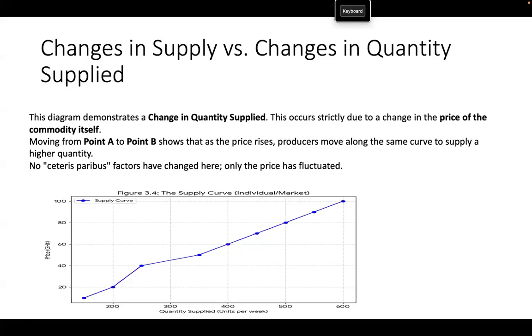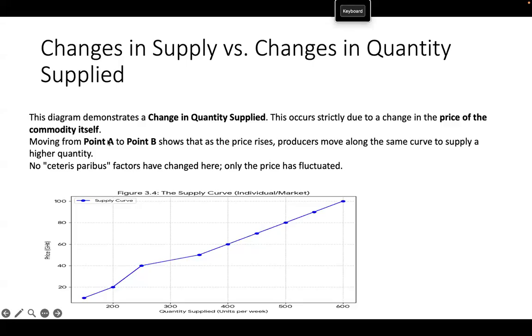Our next topic is changes in supply and changes in quantity supplied. So this diagram demonstrates a change in quantity supplied, which occurs strictly due to changes in the price of the commodity itself. You all know that when the price was 100 Ghana cedis, the quantity supplied was 600. When the price fell to 80, the quantity supplied was 500. When it fell to 60, the quantity supplied was 400. Then when it fell to 20, the quantity supplied was 200.